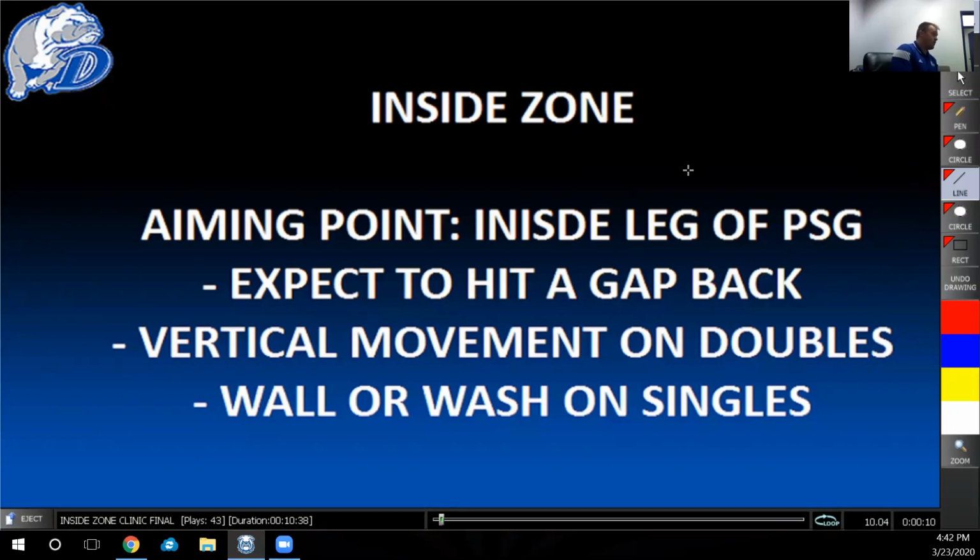We want to move the line of scrimmage vertically if we can. But the main goal is displacement of any type. So we want to create wall or wash, is kind of what we talk about on our single block. So on the front side, we want to create a wall. On the back side, we want to create wash to move the line of scrimmage laterally or vertically, preferably both.